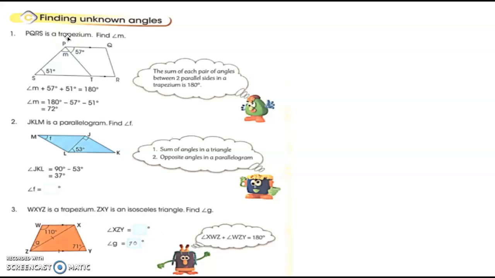Today we are going to learn about finding unknowns and finding unknown angles of four-sided figures. Okay, now let's start. Question number 1.